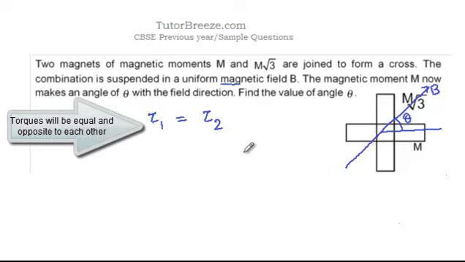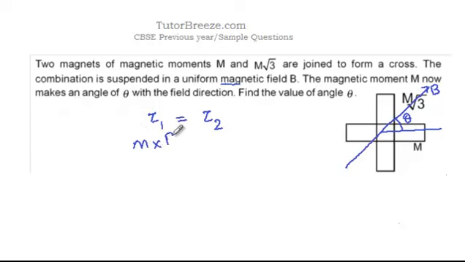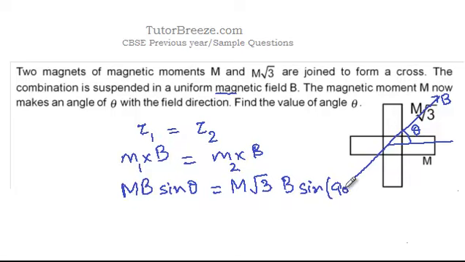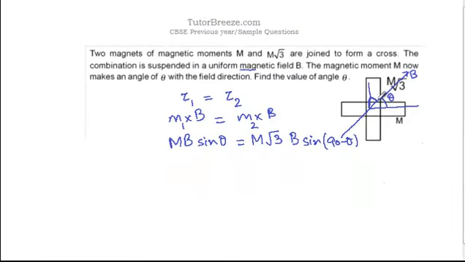on the second magnet. And the torque on the first magnet will be given by M cross B, and similarly for the second magnet it's going to be M cross B. I can just call this M1 and M2. So this would be MB sine theta, which is equal to, for the second magnet we have M root 3 B sine 90 minus theta. Because if this makes an angle theta with the magnetic field, then the other dipole moment is going to make an angle of 90 minus theta with the magnetic field.